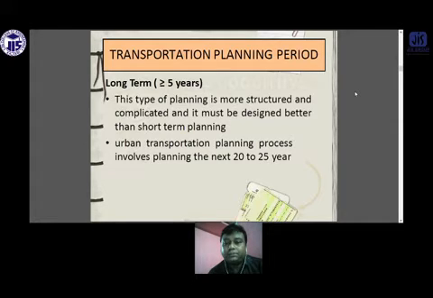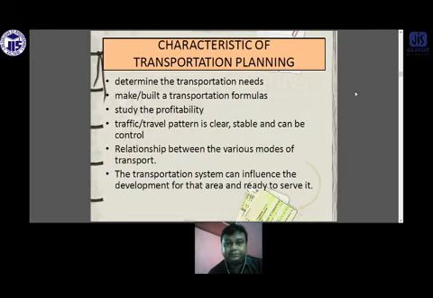Urban transportation planning involves planning for the next 20 to 25 years. Characteristics of transportation planning: determine the transportation needs, build a transportation formula, study the profitability, traffic or travel patterns are clear, stable, and can be controlled, and the relationship between the various modes of transport. The transportation system can influence the development of the area and be ready to serve it.